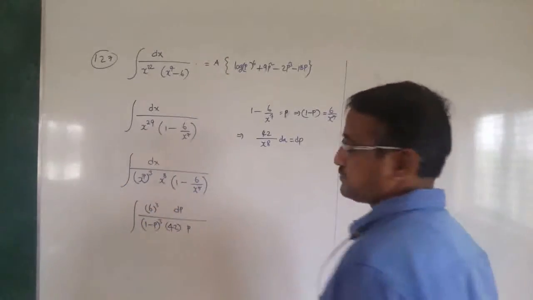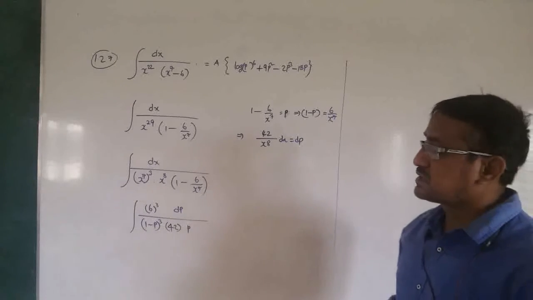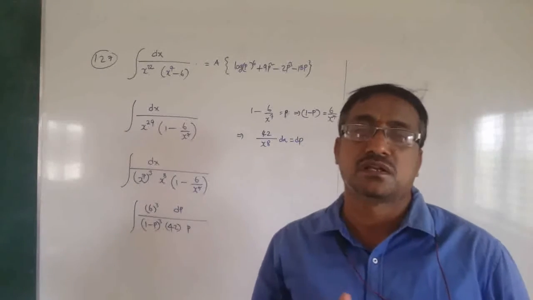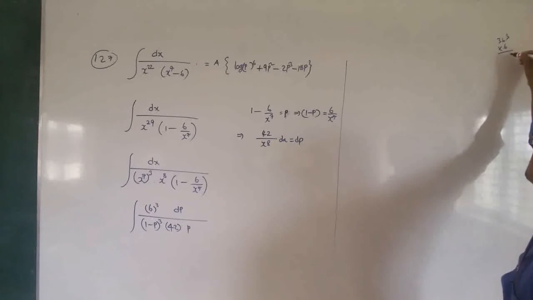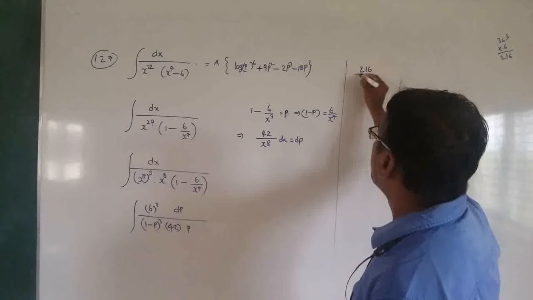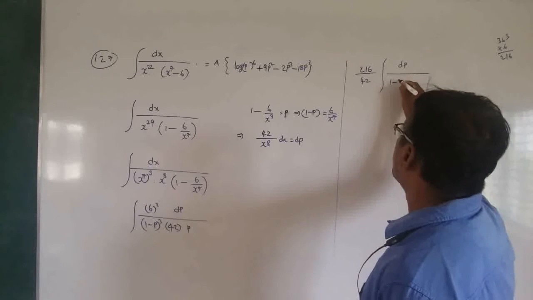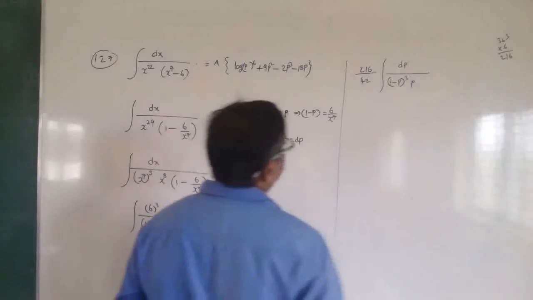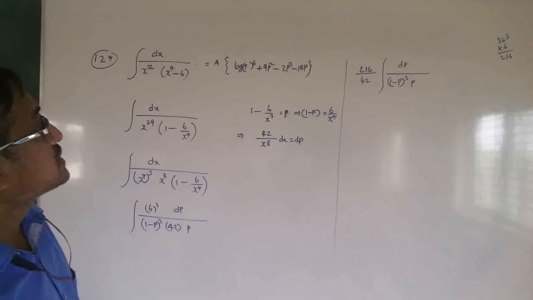Now integral 6 cube, 6 into 6 into 6. So 36 into 6, 216. 36 into 6. So 216 by 42 integral dp by 1 minus p whole cube into p. Now you need to use partial fractions.